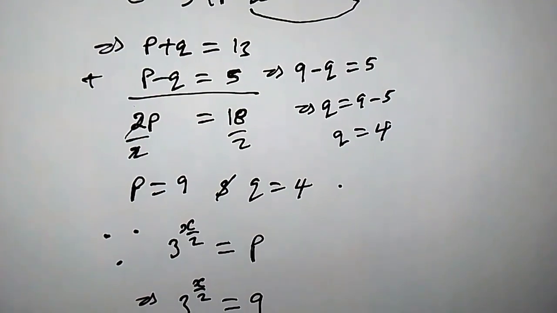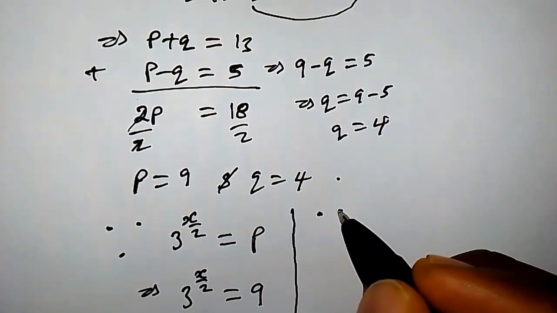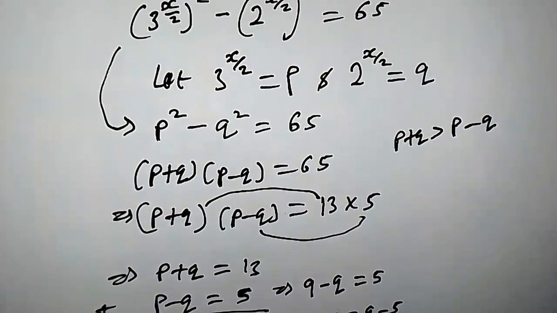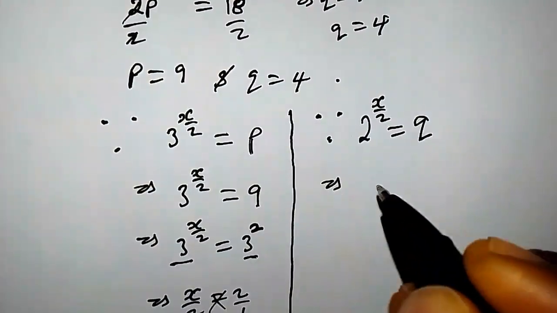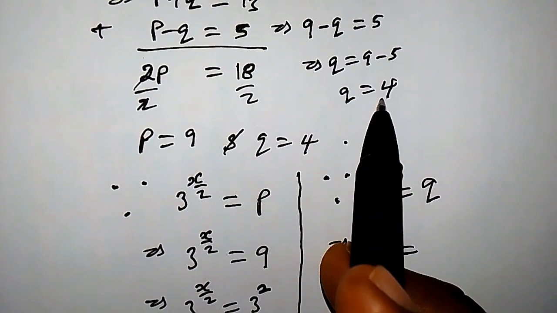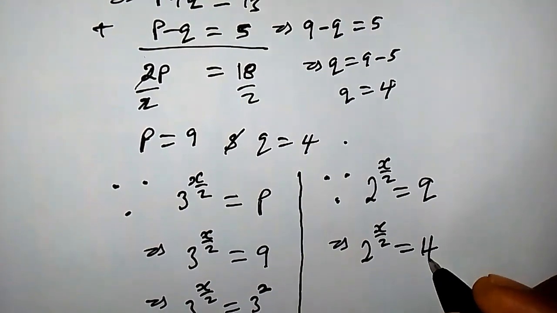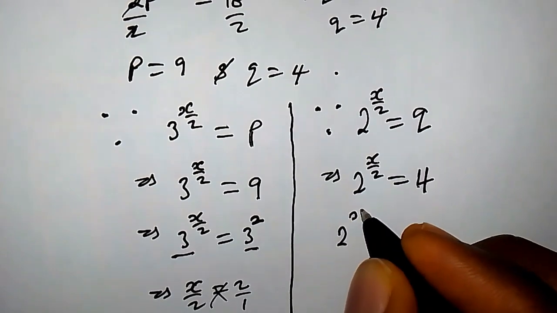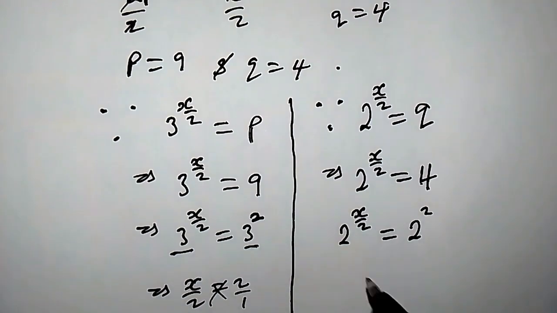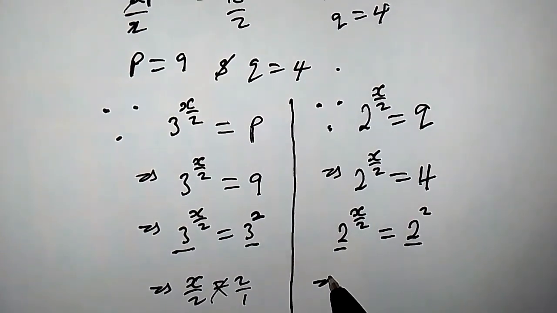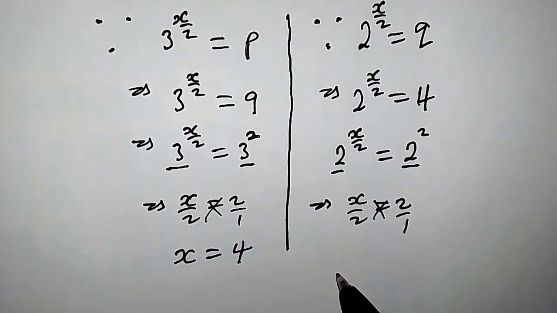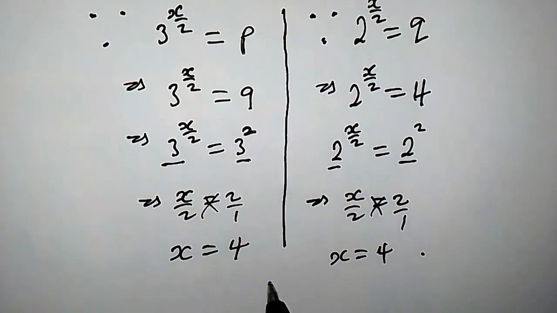Now, let's check for q also. Since 2 raised to power x over 2 is equal to q, from the assumption we have here, this implies that 2 raised to power x over 2 is equal to, what is the value of q that we obtained? That is 4. So we are going to put it here. So we're going to have 4, which can also be written as 2 square. Since the base also happens to be equal here, this implies that x over 2 is equal to 2. And when we cross multiply, we get x equals 4, which is the same thing as what we got here.